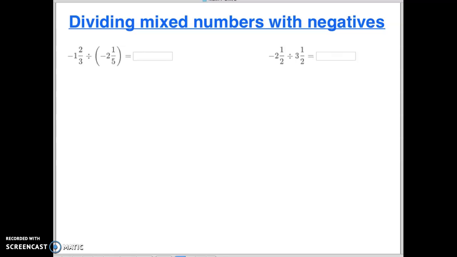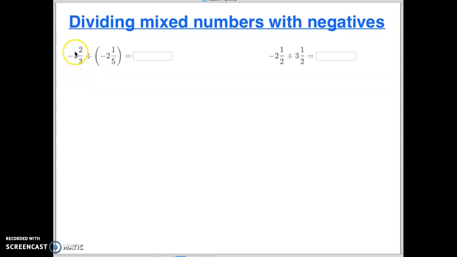So let's get started. You're going to notice that today we have mixed numbers. And in order to multiply and divide fractions, we do not want mixed numbers. So the first step is we have to turn a mixed number back into an improper fraction. If you don't remember how to do that, you take the whole number times the denominator. So -1 times 3 is -3, and then we have the -2 on top.